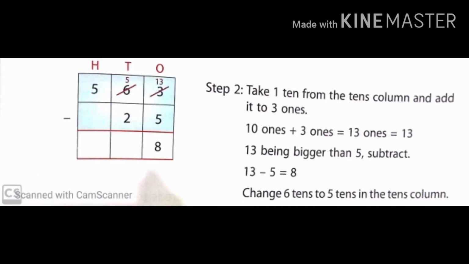Step 2. Take 1 from the tens column and add it to 3 ones. That means 10 ones plus 3 ones equals 13 ones. That is, 13 is bigger than 5. Now it will be easier for us to subtract. That means 13 minus 5 gives us 8. Now change 6 tens to 5 tens in the tens column.